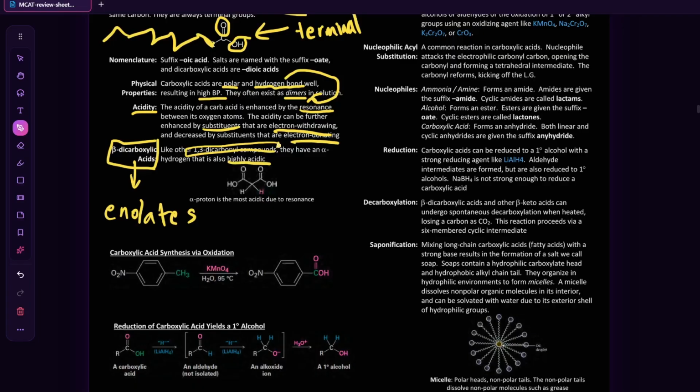And so the resulting carbanion can resonate with not just one, but both adjacent carbonyls. So here. Okay, so the alpha proton is the most acidic due to resonance. Okay, so now we can go into making carboxylic acids through oxidation, which is over here.